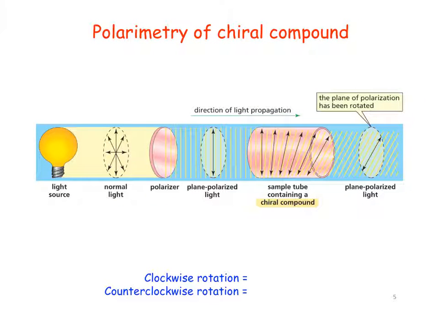If we pass this light through a solution of a chiral molecule, the plane of the light gets rotated. Okay, so it rotates either clockwise or counterclockwise from where it started. If it rotates clockwise, we call it dextrorotatory.